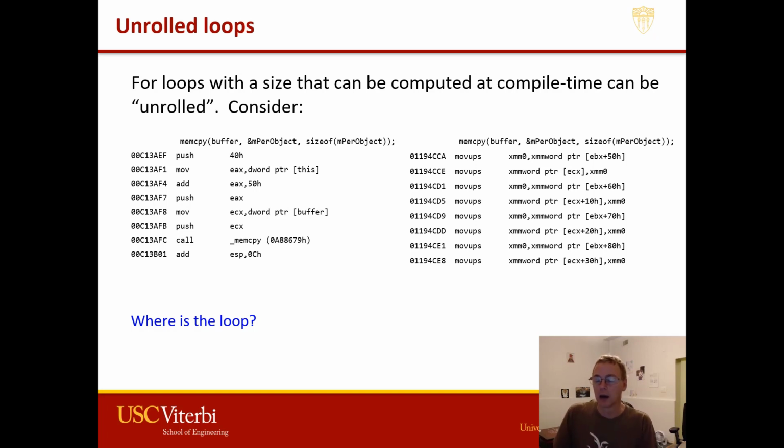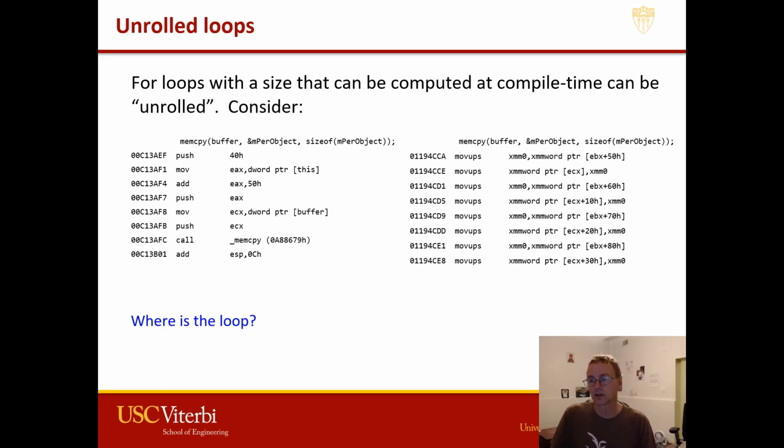64 bytes. How many bytes were we supposed to copy? 40 hex. What is 40 hex? That's right, this is 40 hex bytes copied. You can also see that here when you see how the memory address progresses at each step. It goes from EBX plus 50 to EBX plus 60, plus 70, plus 80. It's going by 10 hex each step. That's 16 bytes each step.